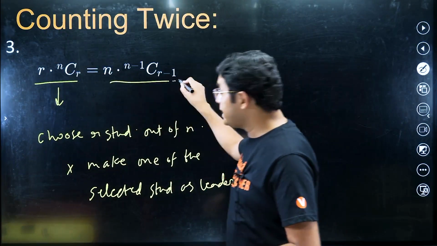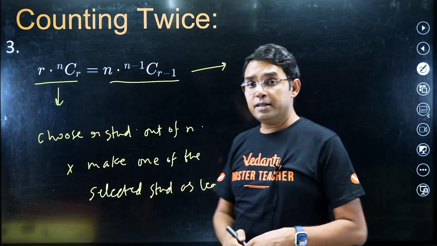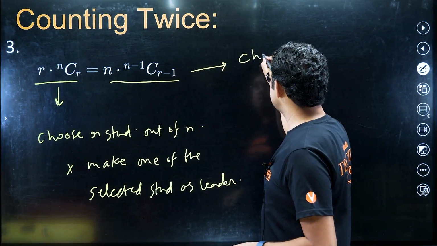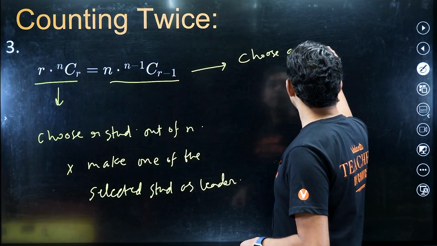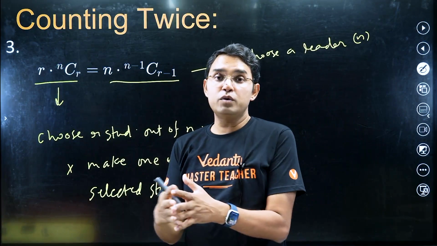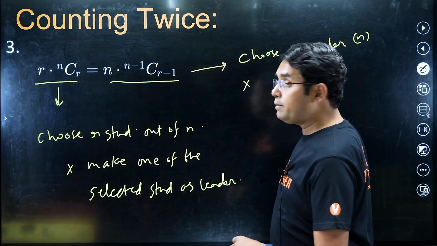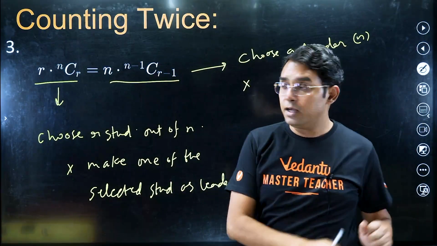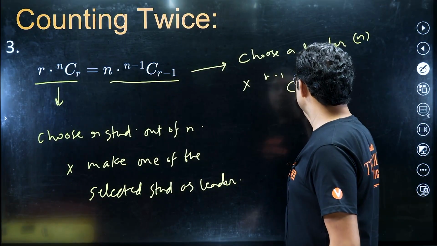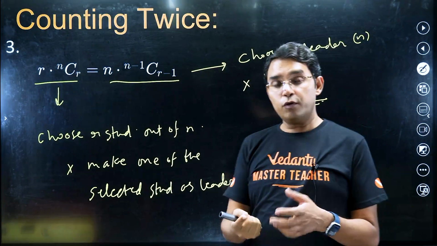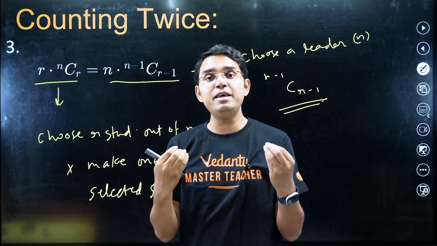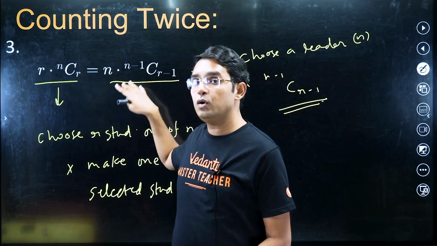Now on the right hand side, because we have to make a leader, let us choose a leader first. So N ways to choose a leader, into, now remaining students would be N minus 1, and because one person was already made leader and selected, only R minus 1 are to be selected. N minus 1 C R minus 1 is for what? From the remaining N minus 1 students, only R minus 1 are to be selected. Hence, these two sides should be equal. So this is how we can look at these relations.